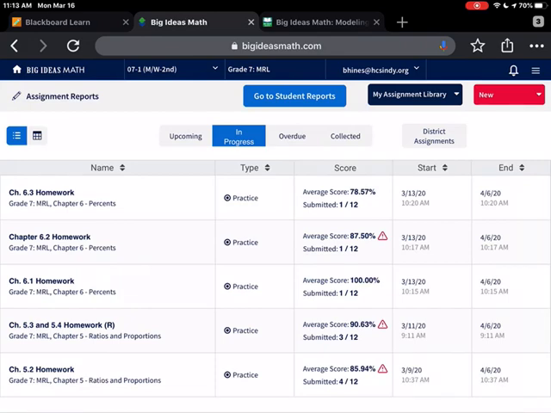So 5.2, 5.3, and 5.4 put together, and then we're also going to move on to 6.1, 6.2, and 6.3, which are over percents. So this is your homework. You will need to have it completed. These will be zeros if you do not get them. I will send out emails as well.